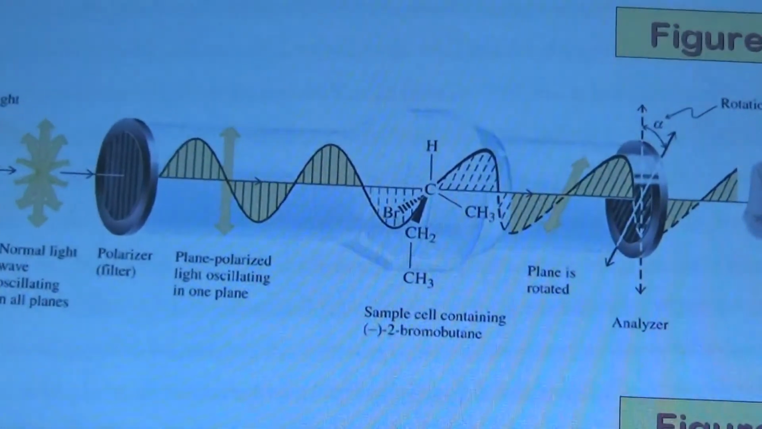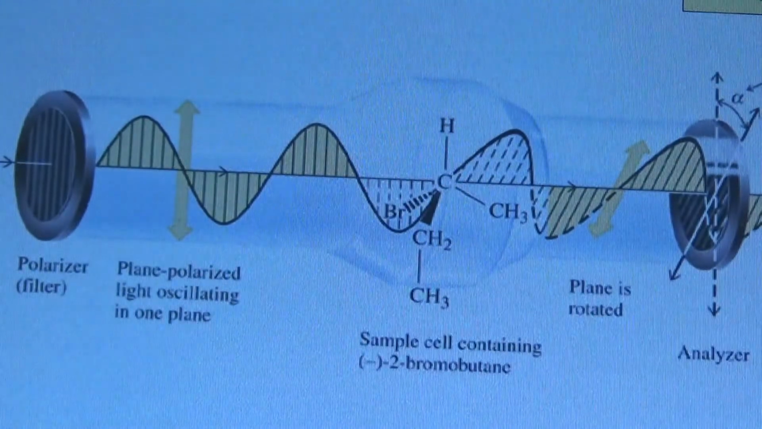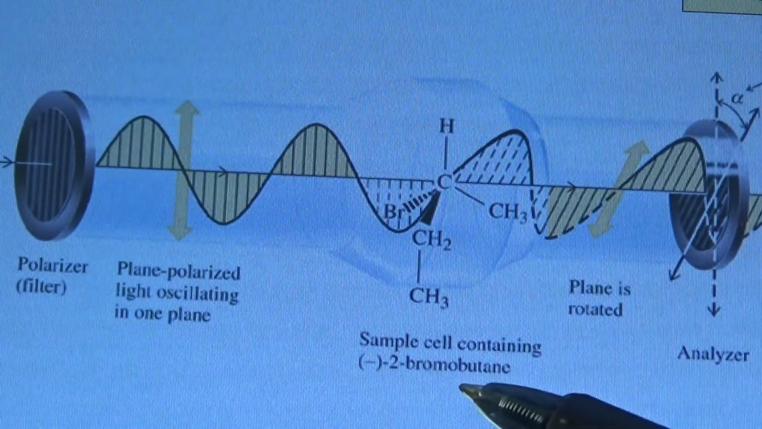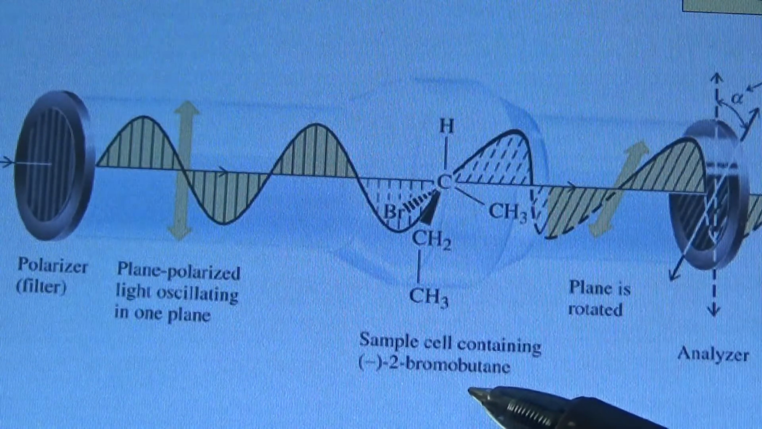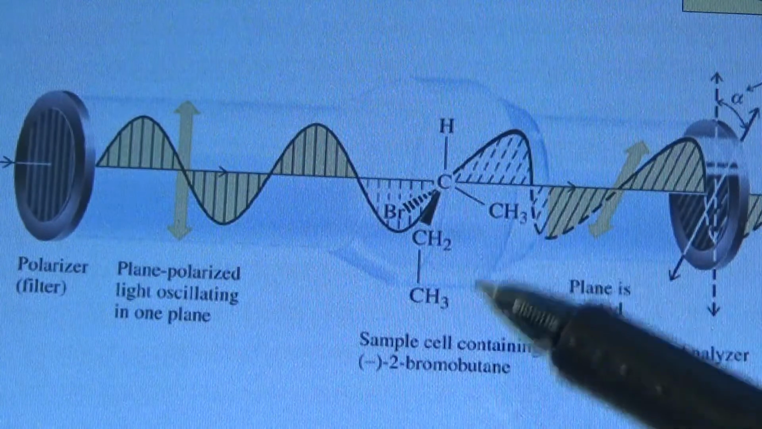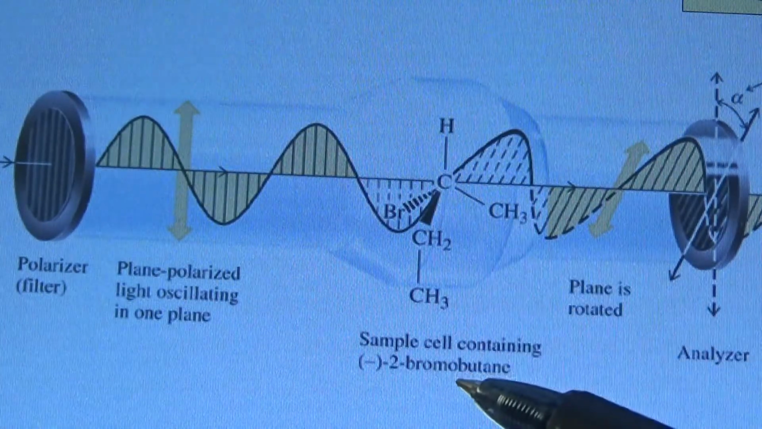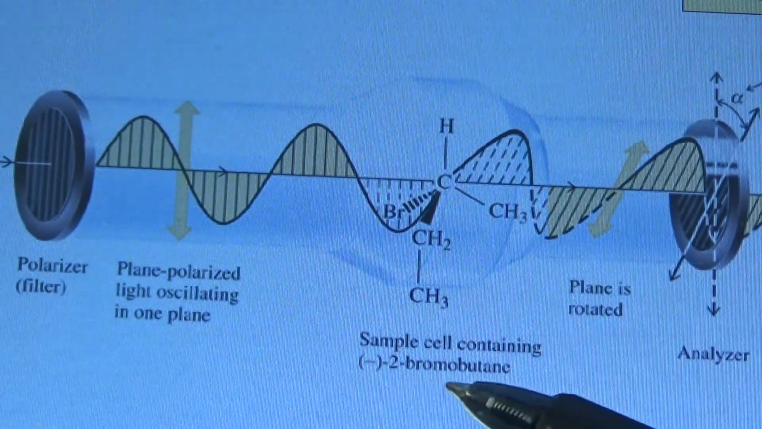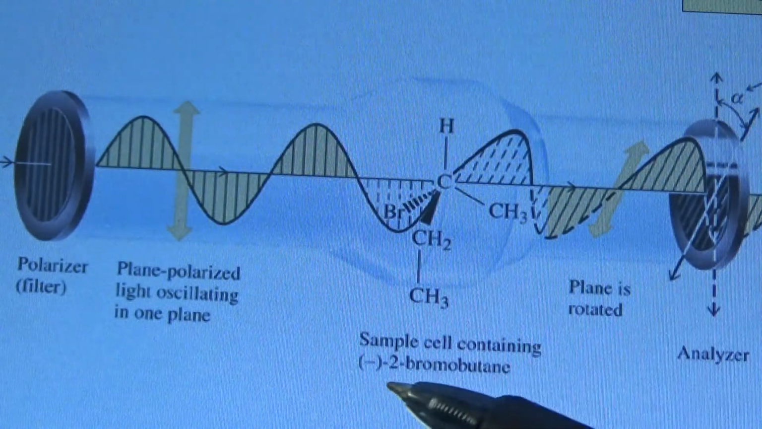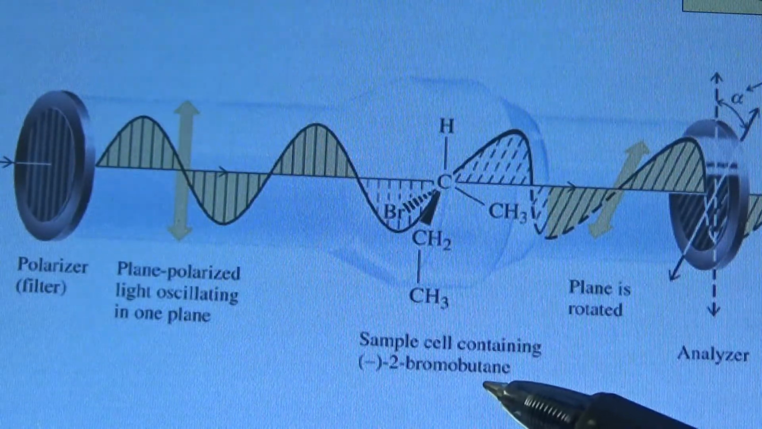What do you think would happen if you have a 1-to-1 mixture of minus 2-bromobutane and plus 2-bromobutane? What do you think would happen to the light? Nothing would happen. The rotation would cancel out. If you have a racemic mixture, a 1-to-1 mixture of two enantiomers, you'd expect a canceling effect, and then there'd be no rotation. Okay.